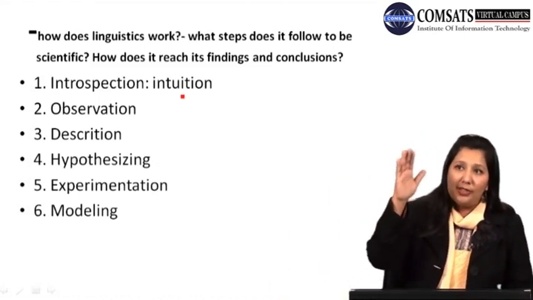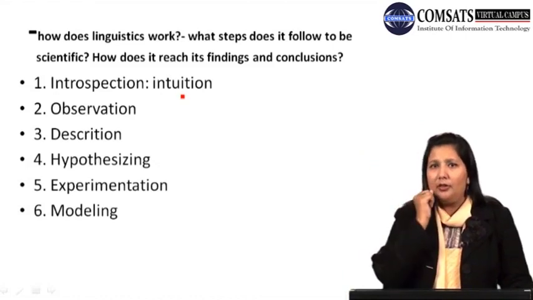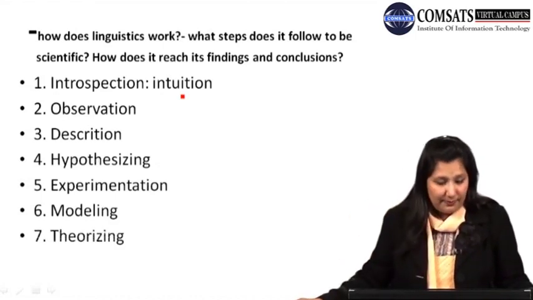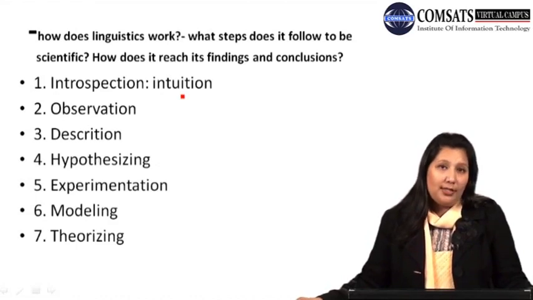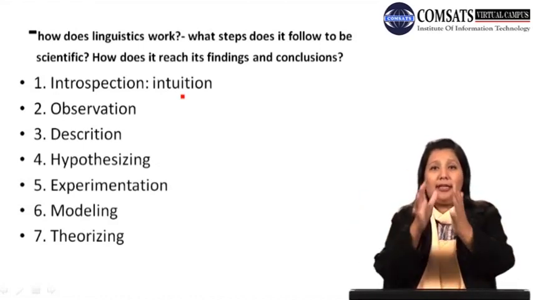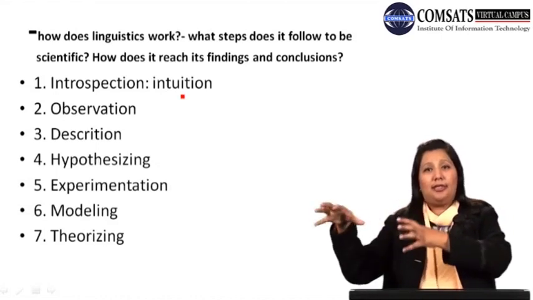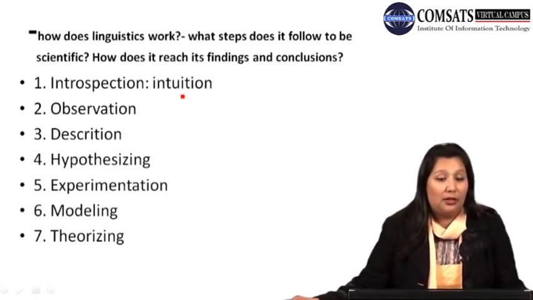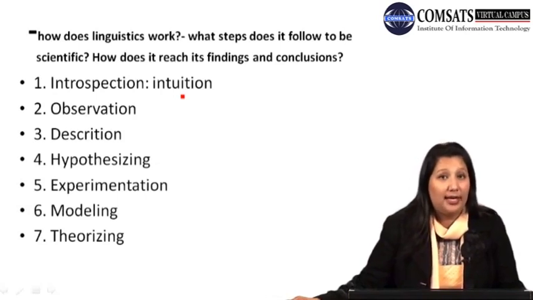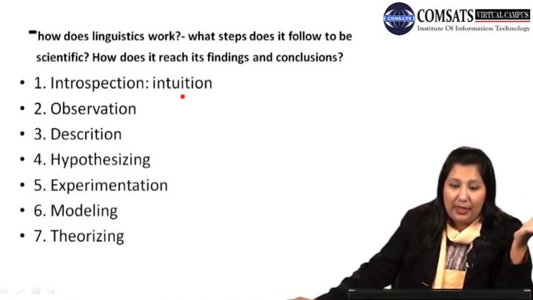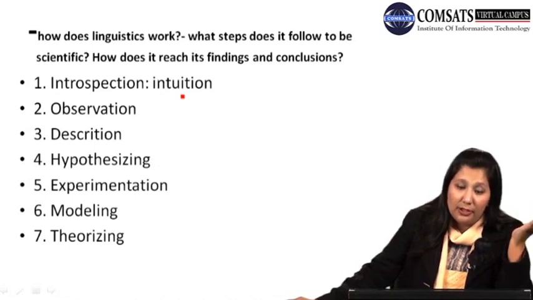Modeling. You are focusing on some model, that okay, this is the way that we should do it. Your experiment is guided by some modeling process. Then you are theorizing. Once you have made one model, then you try to formulate some kind of theories that this experiment resulted in this thing. So these are all the processes of linguistics. These are all the processes of science. And this is how linguistics derives its findings and conclusions. It starts from the first aspect with intuition, introspection, and moves on to theorizing.